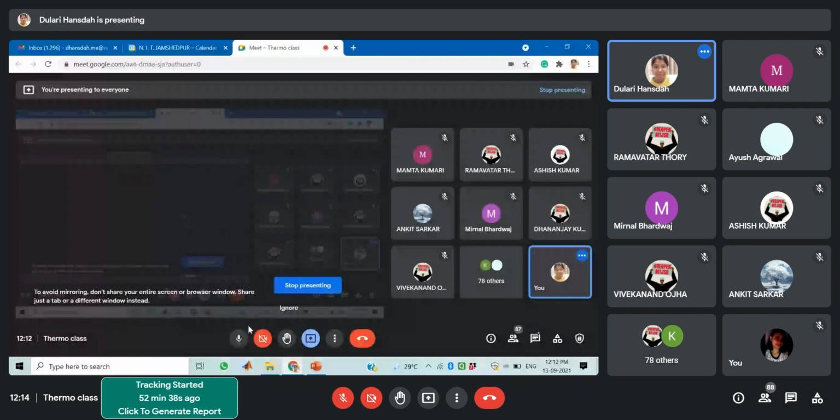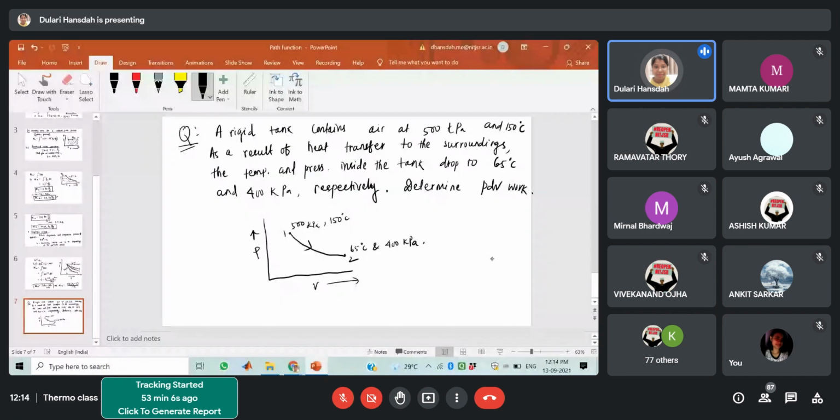Okay, tell me what is the answer. So here the system we have taken from state 1 to 2. So there is a decrease in pressure as well as temperature. Initially the pressure was 500 kilopascal, 150 degrees Celsius. In state 2, the temperature is 65 degrees Celsius and pressure is 400 kilopascal. So what will be the work? You have not given the polytropic constant n.